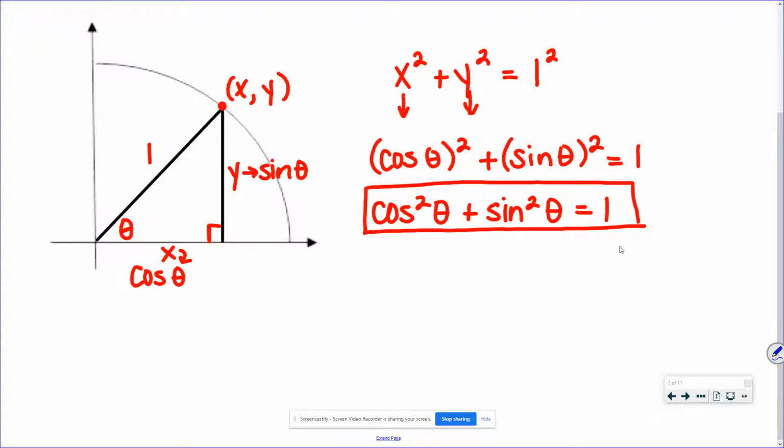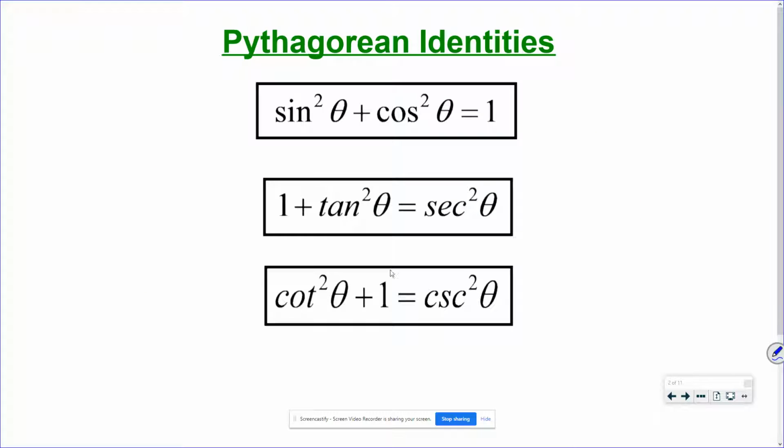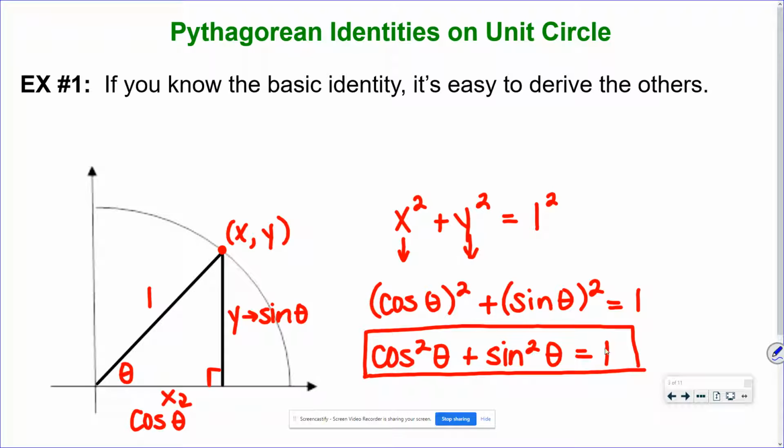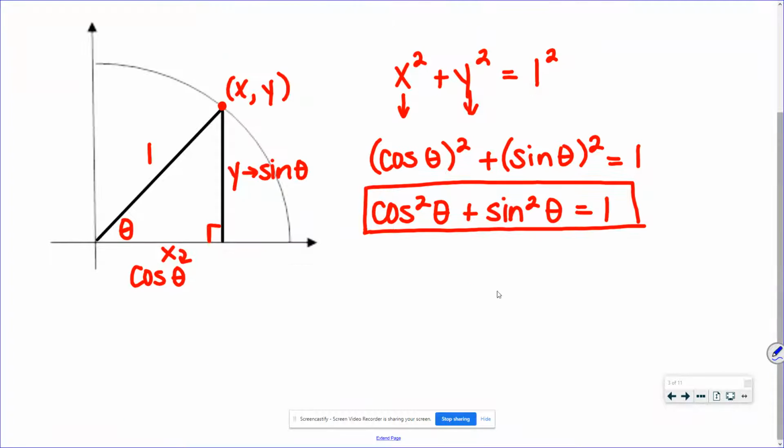So this is your first Pythagorean identity. There are 3 of them, like I said, but they're all based off of this first one. So if I know how to write my first Pythagorean identity, I can get the other 2 by doing some simple algebra. So the way that that would work is you would divide each of your terms by either sine squared or cosine squared. I'm going to start with cosine squared.